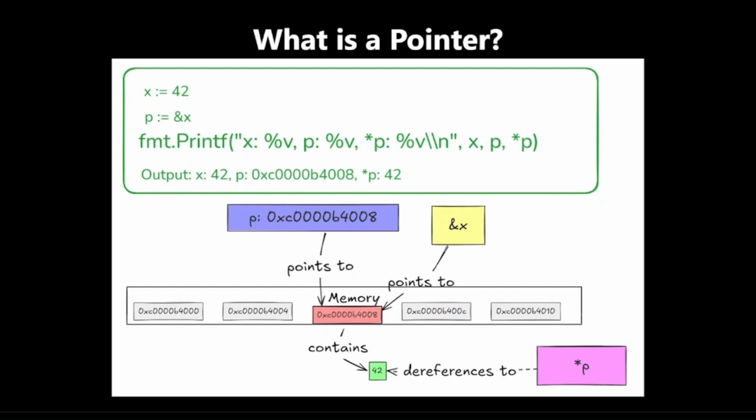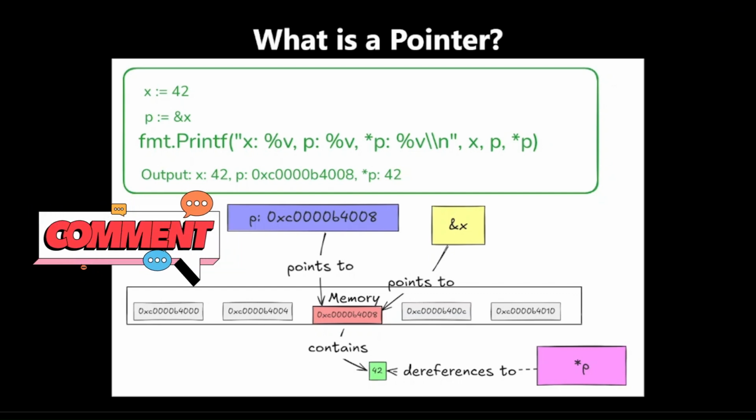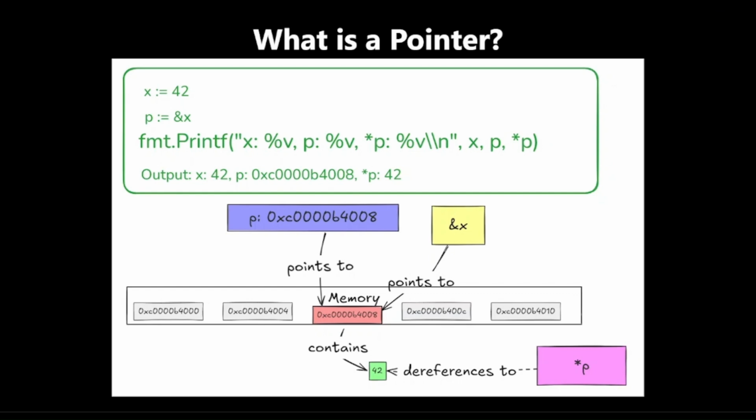To summarize in Go code, x = 42 creates a variable x with the value 42. p = &x creates a pointer p that stores the memory address of x. *p would give us the value 42 as it dereferences the pointer. Pointers are powerful because they allow us to directly manipulate memory, which can lead to more efficient programs and enable certain programming patterns that would otherwise be difficult or impossible.